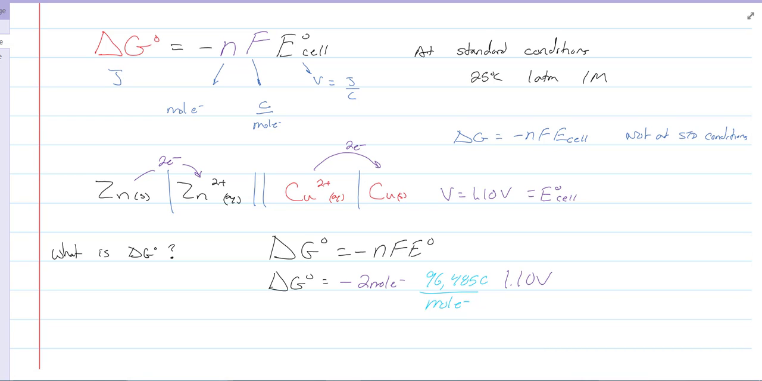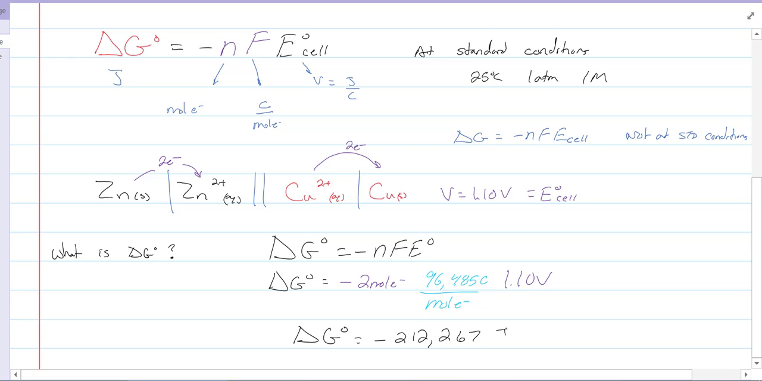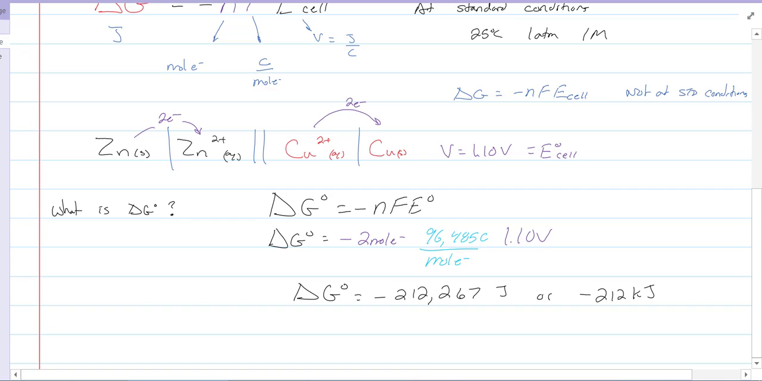So delta G is negative 212,267 joules, or negative 212 kilojoules. So there's delta G standard, under standard conditions. That's our maximum theoretical work we can get out.